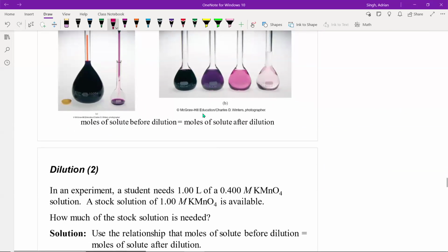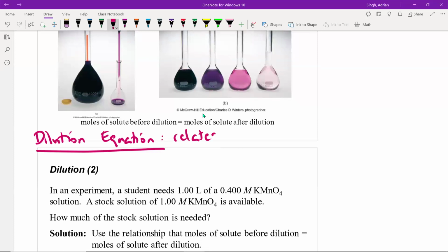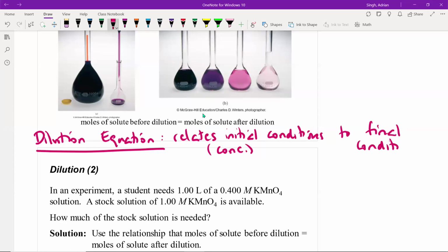And when it comes to dilution, there's one very important equation that we need to know. That's the dilution equation. And the dilution equation relates initial conditions, which we'll call the concentrated conditions, to the final conditions, what we end up with. We'll call those final conditions the diluted conditions. So concentrated, what we start with, and then we have our dilute.